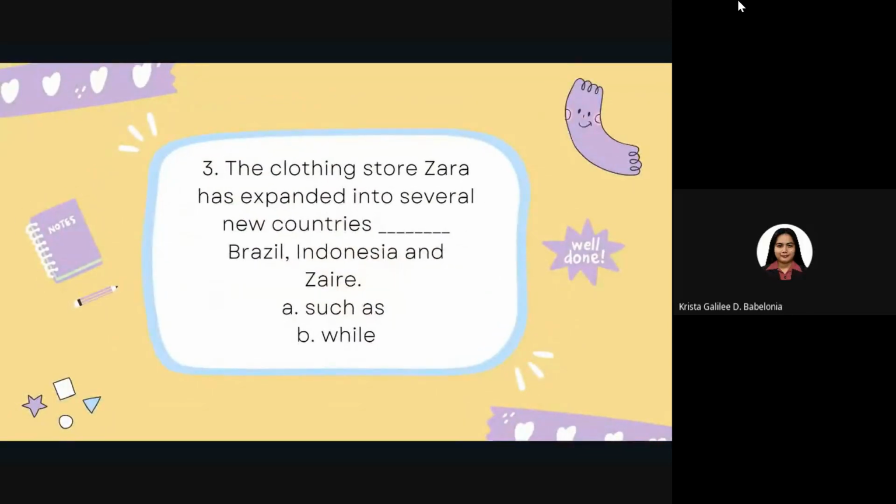The clothing store Zara has expanded into several countries, blank Brazil, Indonesia, and Zaire. Is it letter A, such as, or letter B, while? Correct, Sheena, Mariah, Jade, Hannah, Nicole. A po. Thank you. That's correct. The clothing store Zara has expanded into several countries such as Brazil, Indonesia, and Zaire.